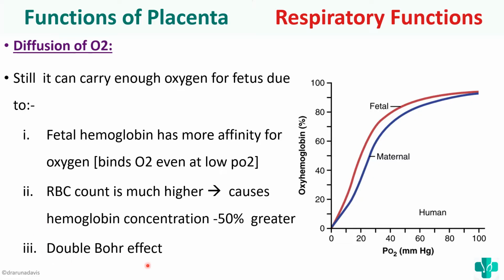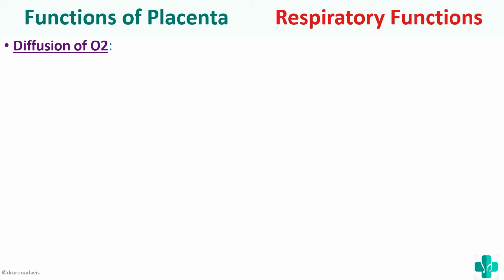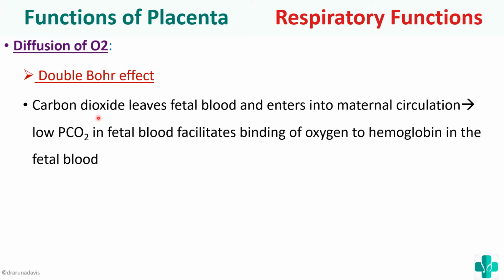And also there is something called double Bohr effect. Now this is a very important point. What is double Bohr effect? See, in respiratory physiology we have learned about Bohr effect and Haldane effect. So here also there is a double Bohr effect which will help in easier diffusion of oxygen. What is that? The carbon dioxide leaves the fetal blood and enters into maternal circulation. Okay, so from the fetal blood, the carbon dioxide moves on to the maternal circulation.